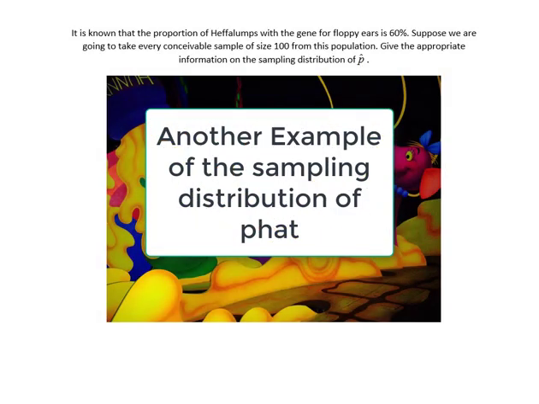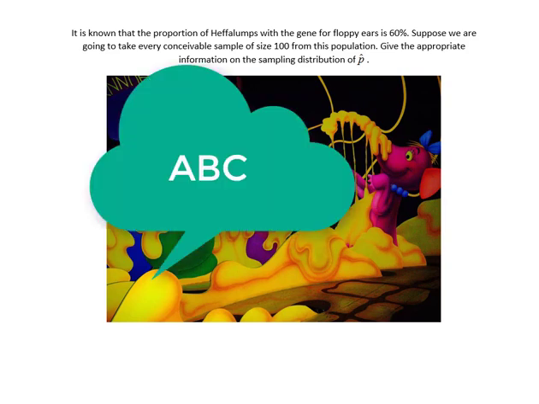Today we're going to look at one additional example of the sampling distribution for the sample proportion, or what is also called p-hat. So here I have an example looking at the proportion of heffalumps with the gene for flappy ears. Now we know from the population that all heffalumps have 60% who carry the gene for flappy ears.